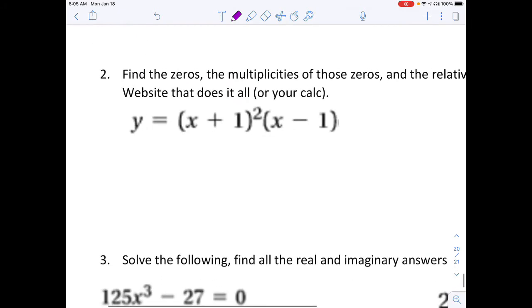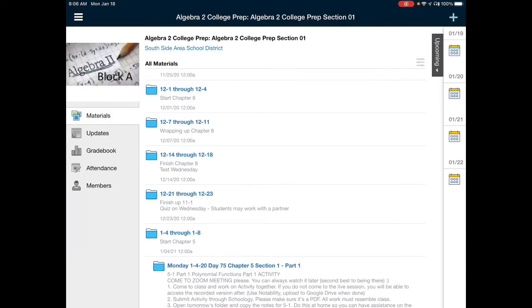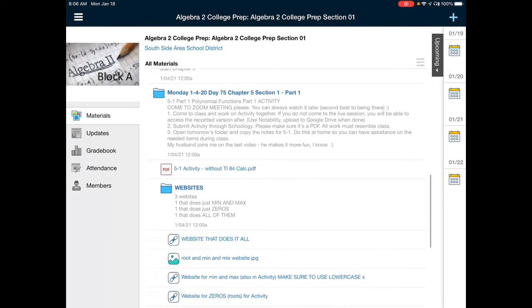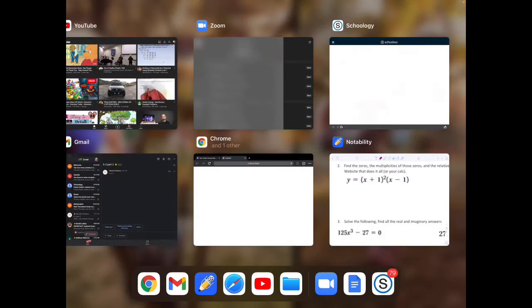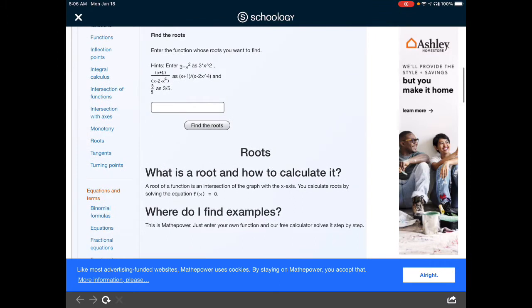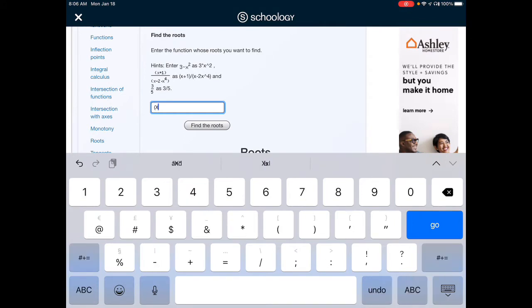Okay, number 2 says find the zeros, the multiplicity of those zeros, and the relative mins and maxes. So we got to go to the website that does it all, which is in the day 75 folder. I would, if I were you, just have this bookmarked, okay? Let's see, I'm going to type in my equation. So I have x plus 1 squared and x minus 1. Instead of capital X, I need it to be lowercase x plus 1.